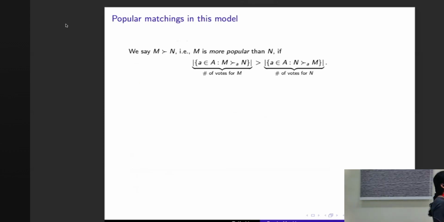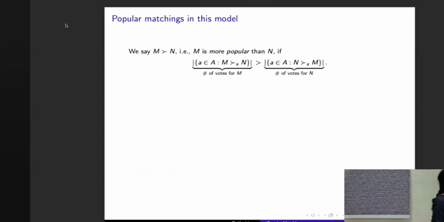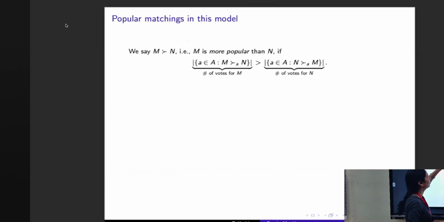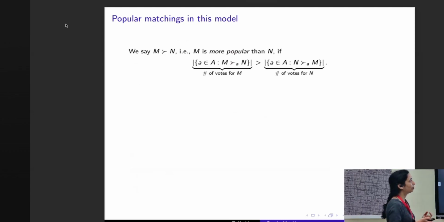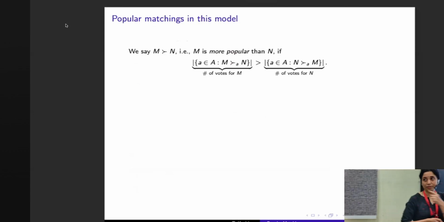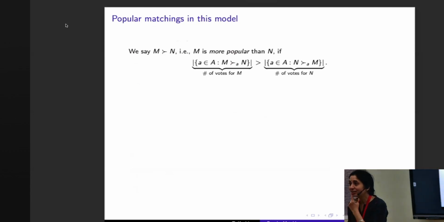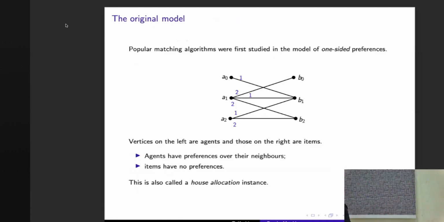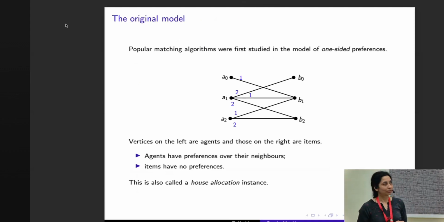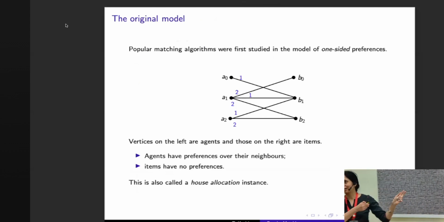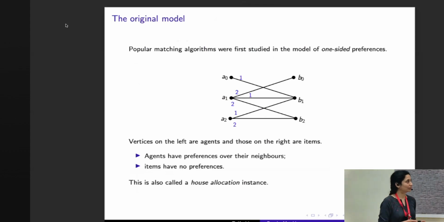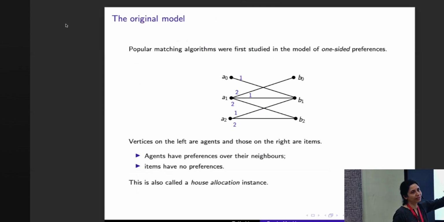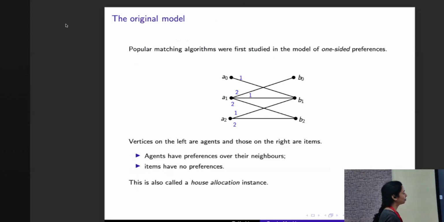So we say a matching M defeats matching N, or is more popular than matching N, if we count only votes of agents, because items have no preferences, they have no votes also. Agents have priority. I'm sorry? Do agents have priority? No, all agents have the same priority. Yeah. So we can in fact look at a more general model, but let's stick with the simpler model. So his question was, are some agents of higher priority and some agents of lower priority? We'll say everybody has the same priority.